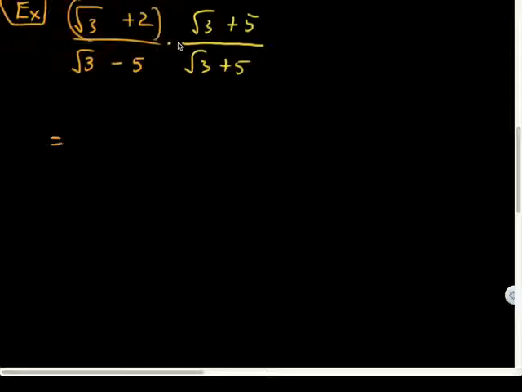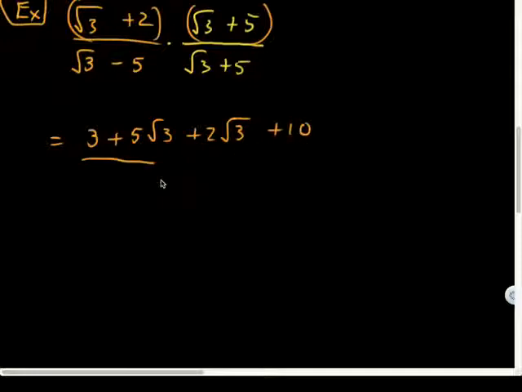Up top, I'm going to have to consider that these vinculums are grouping symbols, so therefore these are both individual groups that are being multiplied. Up top, I have to, for real, double distribute. So let's see, root 3 times root 3 is square root of 9, which becomes 3. Root 3 times 5 is plus 5 square roots of 3. 2 times root 3 is plus 2 square roots of 3. And 2 times 5 is 10. Over. That's it. There we go.